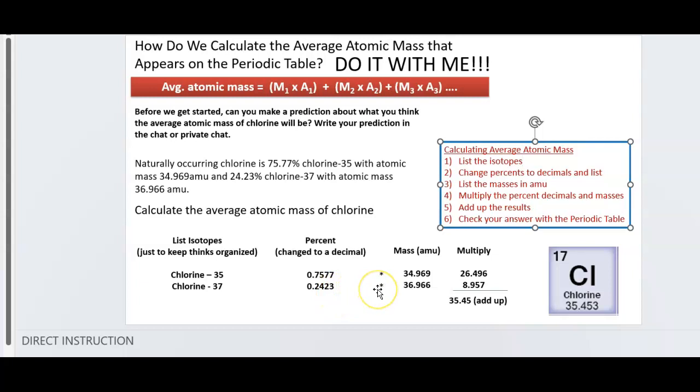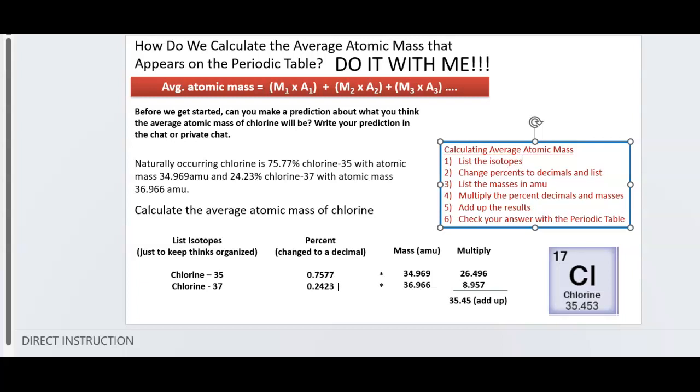Then I'm going to do step 3, which is to list the masses in atomic mass units that you're given in the problem. The first one I'm given is 34.969, again, atomic mass units. And the second one is 36.966, and all I do is list them in. So the only thing that you're really changing is the percent to a decimal. Everything else you're just pulling from the problem that you're given and writing it, so keep yourself organized in kind of a chart form.